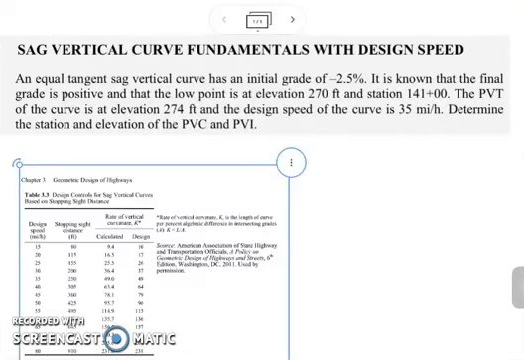Okay, the first problem: an equal tangent sag vertical curve has an initial grade of negative 2.5%. It is known that the final grade is positive and that the low point is at elevation 270 feet and station 141 plus 00. The PVT of the curve is at elevation 274 feet and the design speed of the curve is 35 miles per hour. Determine the station and elevation of the PVC and PVI.